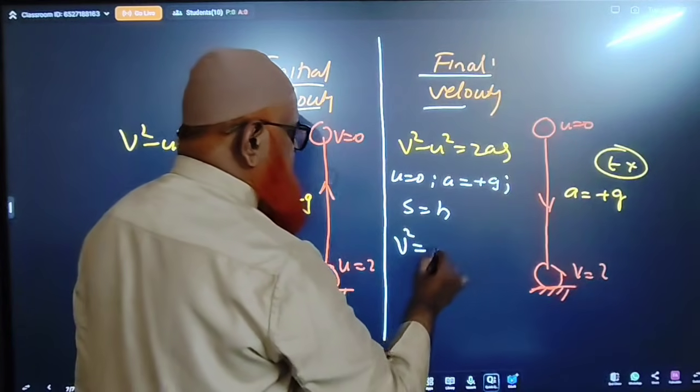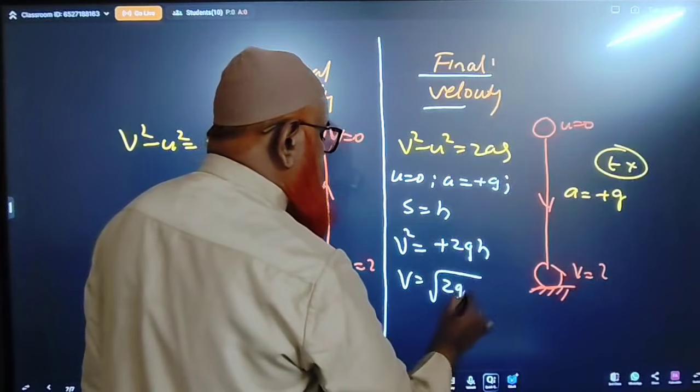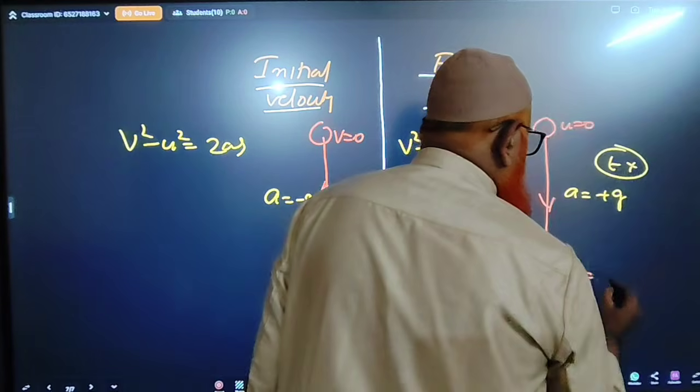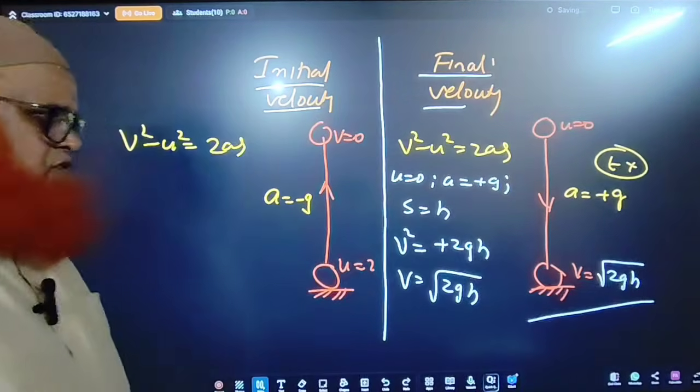So we write v square is equal to plus 2gh. So v is equal to square root of 2gh is going to be your formula. This is the formula with which the ball will strike the ground, or the stone will strike the ground, when you drop it from the topmost point.